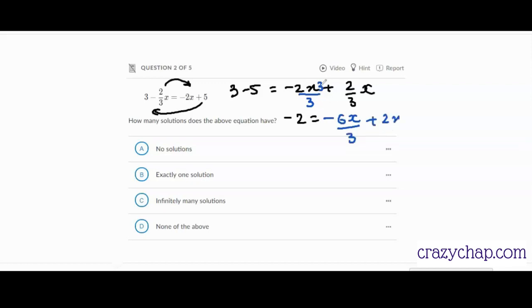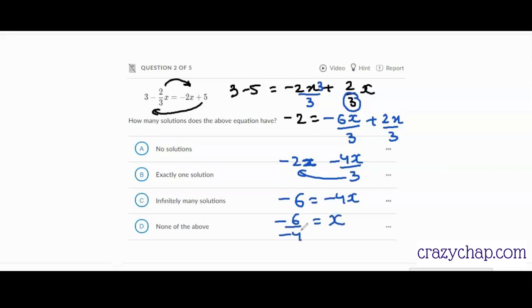We multiplied up and down by 3 here because the denominator was 3, so we need to have the same denominator. Further solving, minus 2 equal to negative 4x over 3. And bringing 3 to this side, we are just trying to solve it. So negative 6 equal to negative 4x, and then negative 6 divided by negative 4.